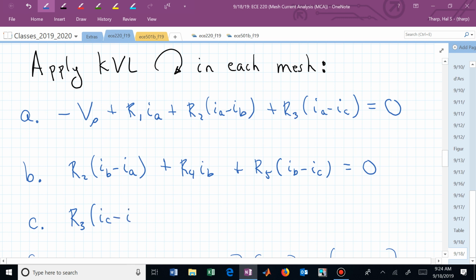So are we going to have examples where our directions of our mesh currents will be going in the same? Like one's going clockwise, the other's counterclockwise, and then we'll be adding them? Did everybody hear that question that was being raised? I'm going to pretend I didn't.